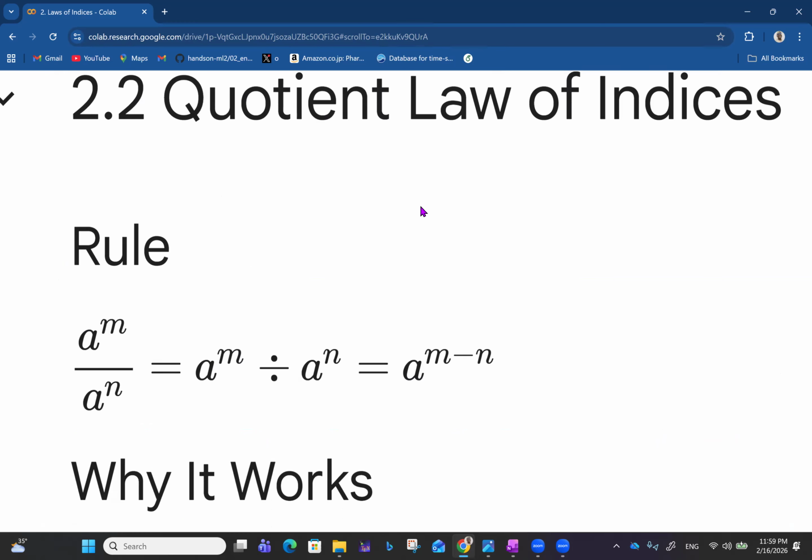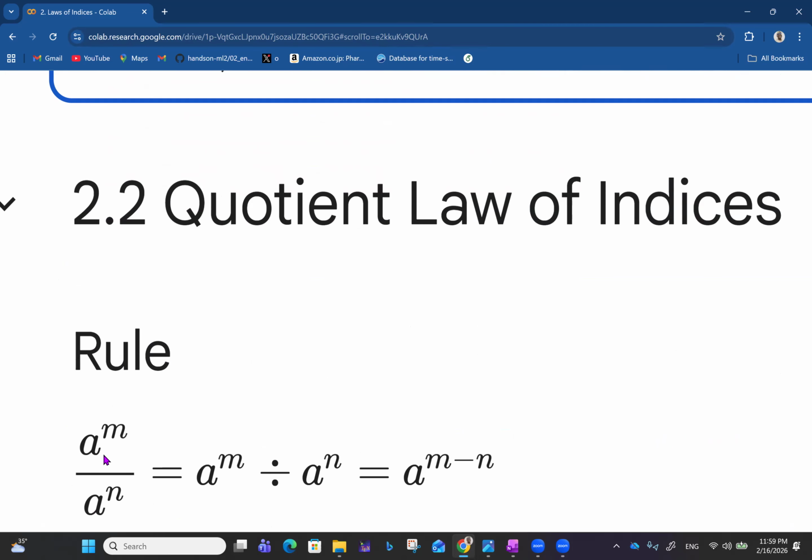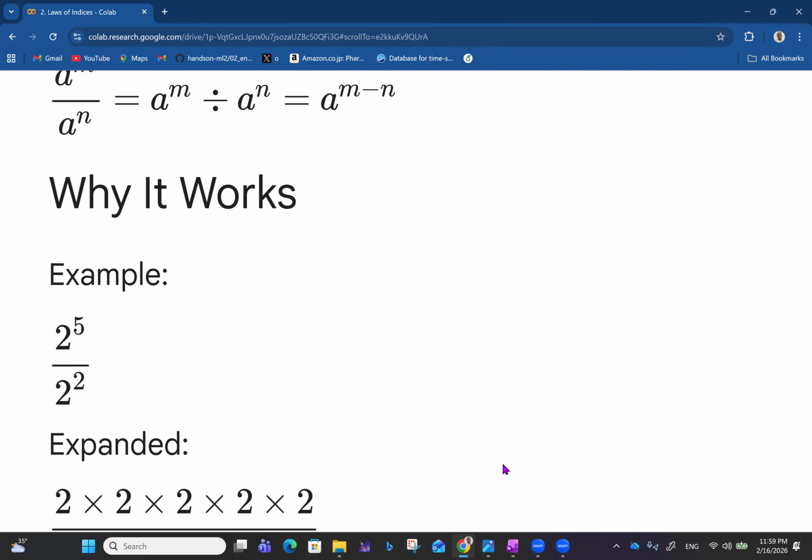Okay, so we are simply saying the same thing here, that a raised power m divided by a raised power n is equal to a raised power m minus n. Now the question is, why does that work?